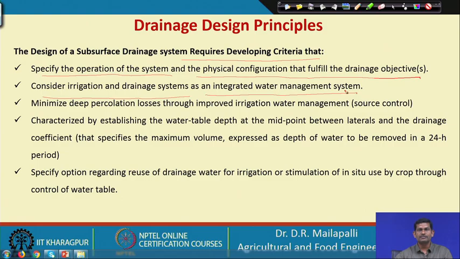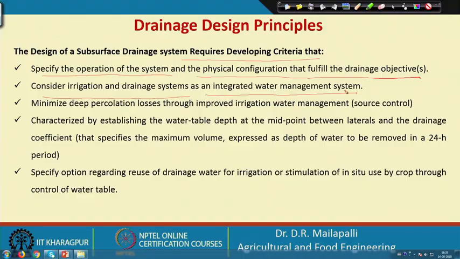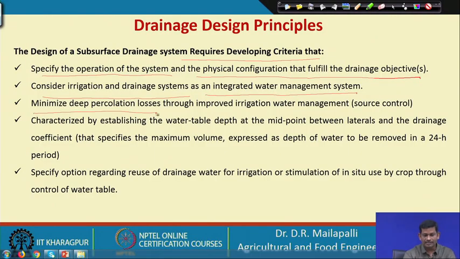Then consider the irrigation and drainage systems as an integrated water management system. The drainage system should integrate with the irrigation management, and minimize deep percolation loss through improving the water management system. Through water management, the drainage system should be able to minimize the deep percolation.